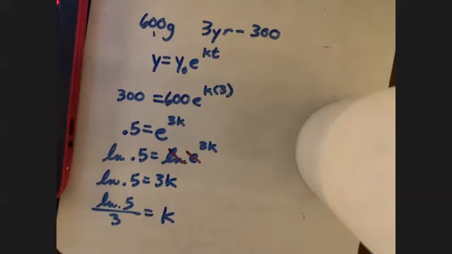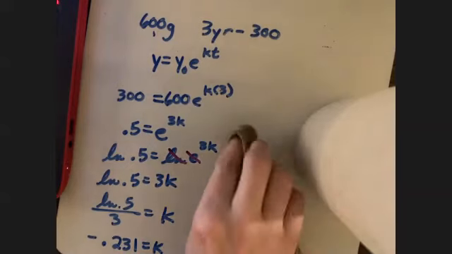Okay, so we've got natural log of 0.5 divided by 3, which is going to give us negative 0.231. Okay, that is what I'm going to use. Now, first off, this makes sense because I said if k is negative, you are decaying. Sure enough, that's what I've got.